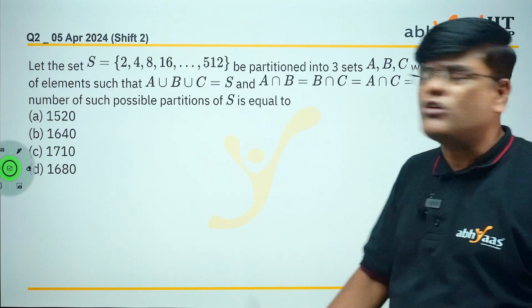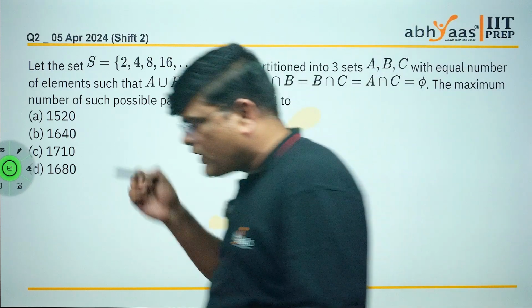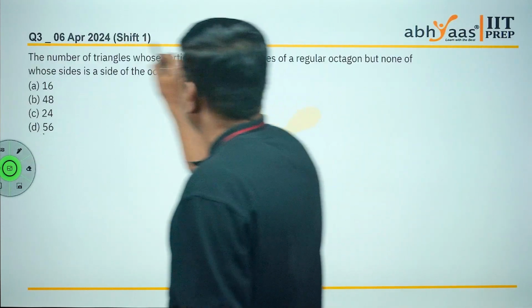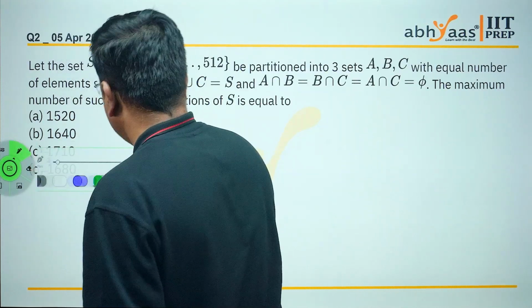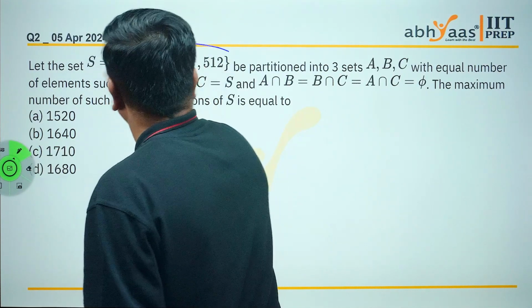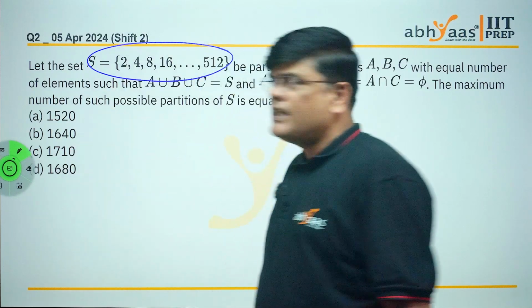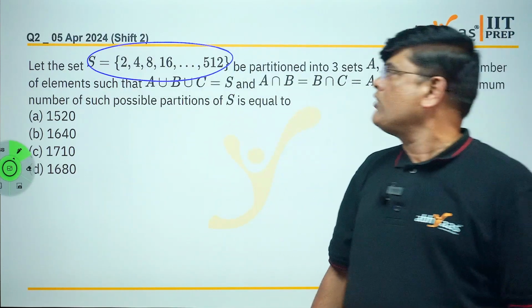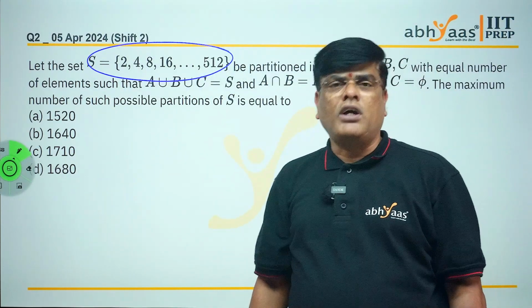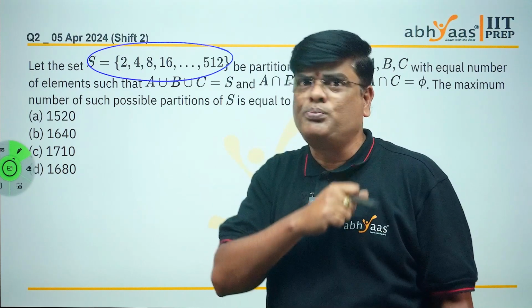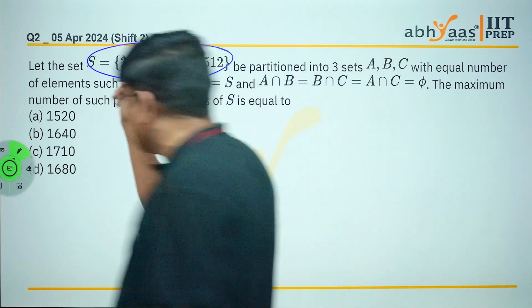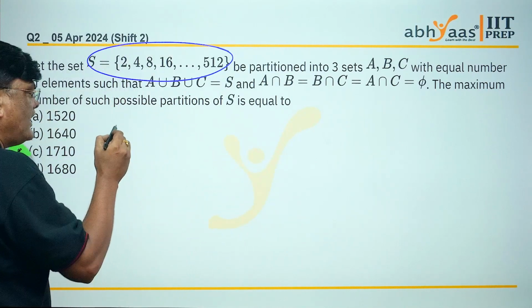Okay, so this is the question. Now here, first see this set S. Okay, now all of you see the set S. Here set S is 2, 4, 8, 16 and so on up to 512. If you observe, every element of S is some exponent of 2. Is it right? So I can write this set S like this.